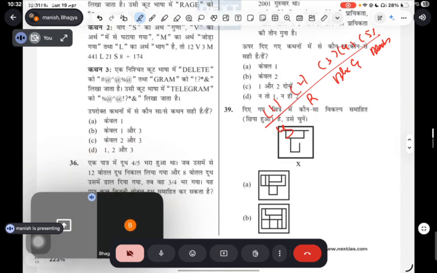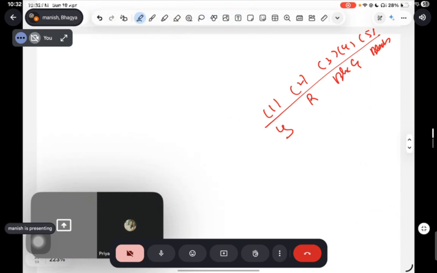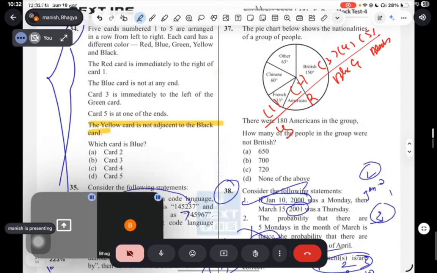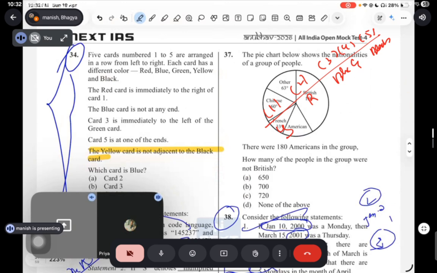See guys, now listen. Wait, Manish, we got it. Tell me, I know the answer. Okay, guys, now listen. Wait na Bhagya, let him tell. The yellow card is adjacent to the black card.